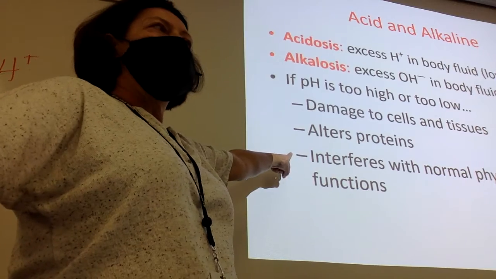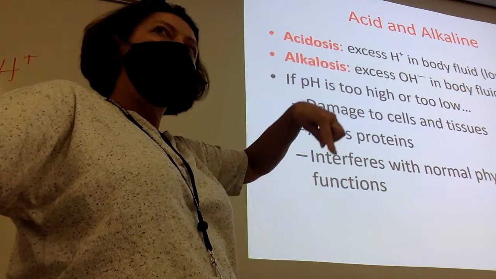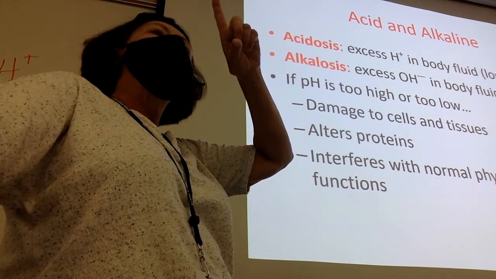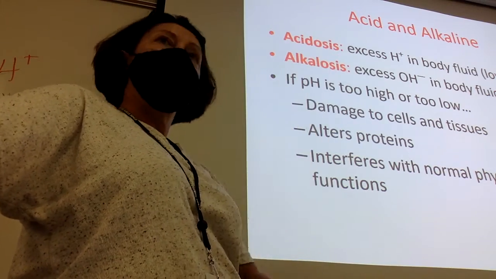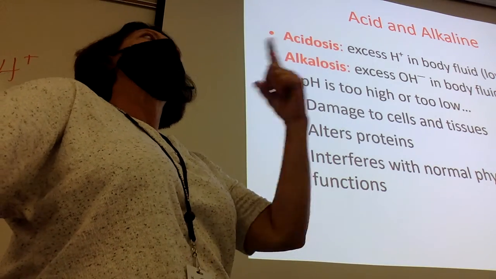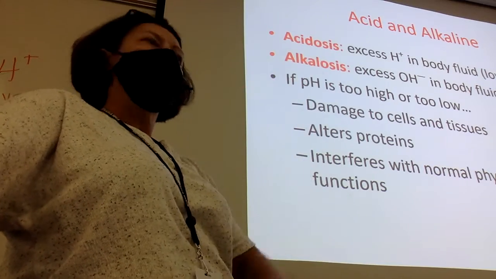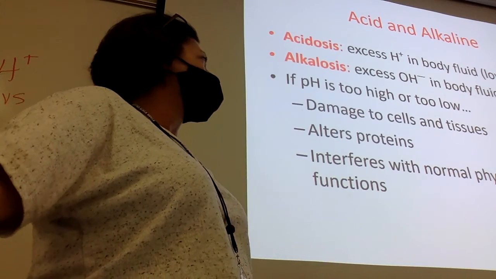It alters proteins, which is a big deal. Proteins are what make you you. DNA contains the information to make proteins that make you you. So if you start messing with the pH in your body, it's going to start affecting the proteins that make up everything in your body, your cells and your muscles and your brain and everything else. So too acidic or too basic can start altering the proteins.